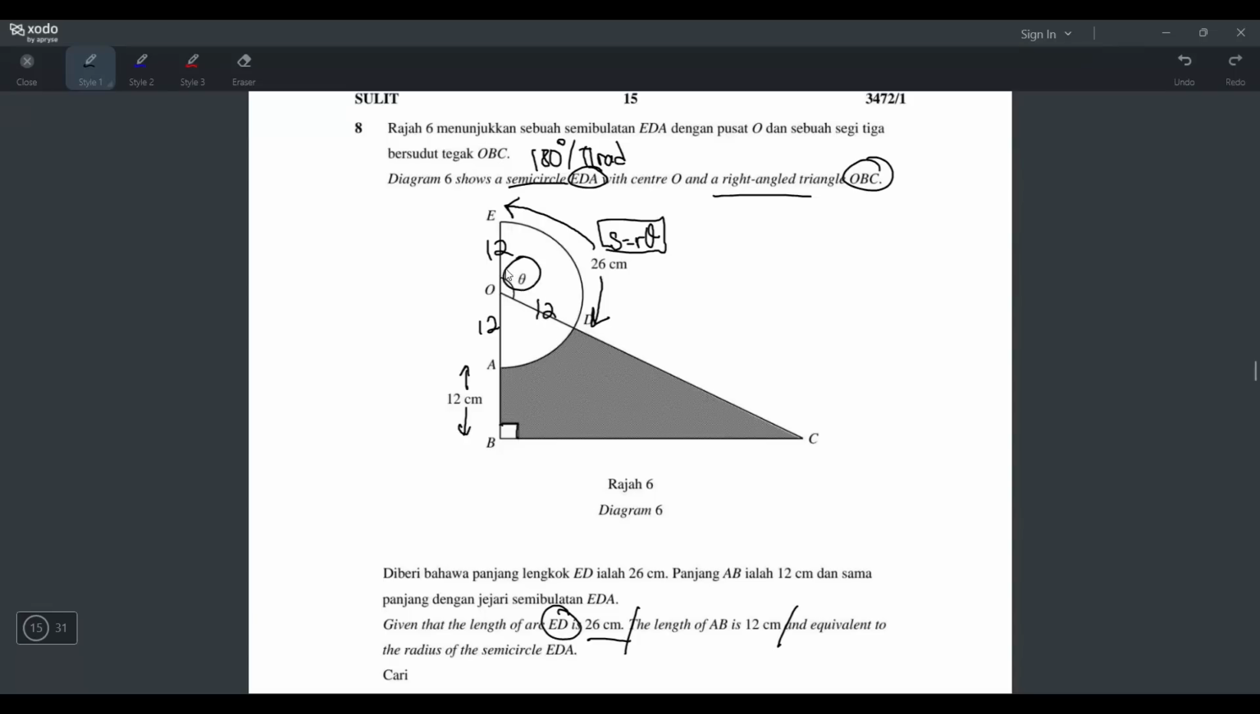So now can I find the theta? Yes, by using the S equals R theta formula, right? Because the S is the arc, which is 26, and then the radius is 12. And the theta, you can find it, just move things over, right? But is that what they want?